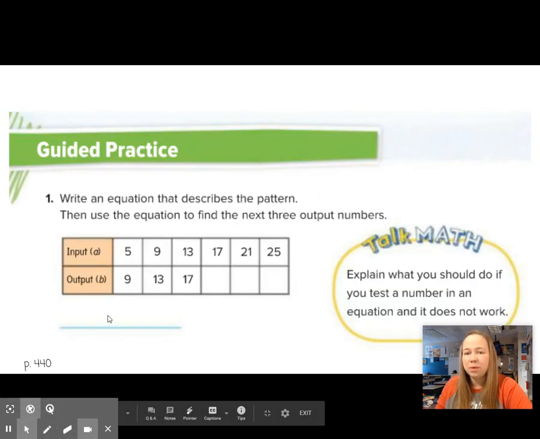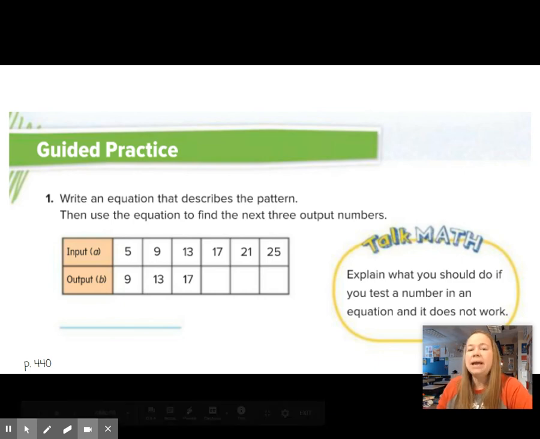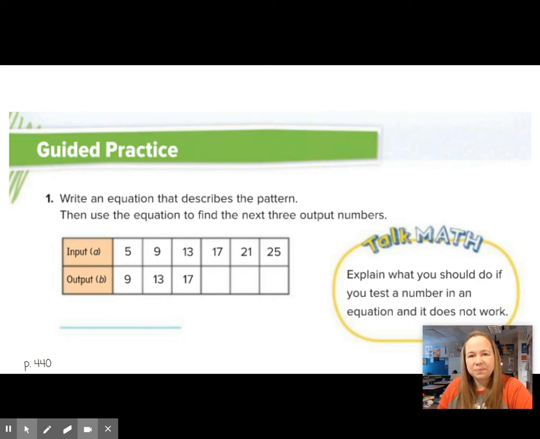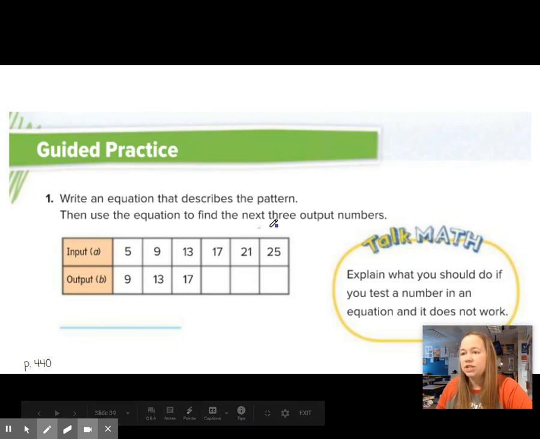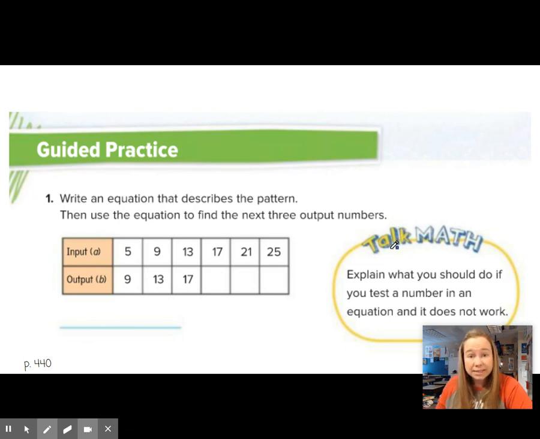All right, take out your math book, page 440. Go ahead and hit pause. When you're ready, press play, and we'll do this problem together. Okay, let's see. We're ready? All right, write an equation that describes the pattern. Then use the equation to find the next 3 output numbers. Oh, great. This is what we just did.